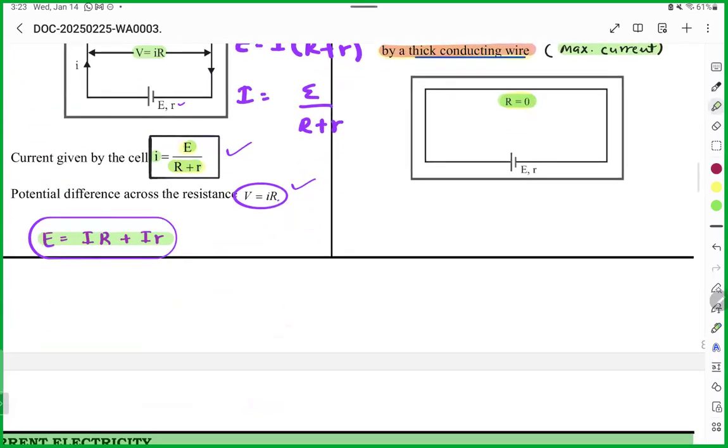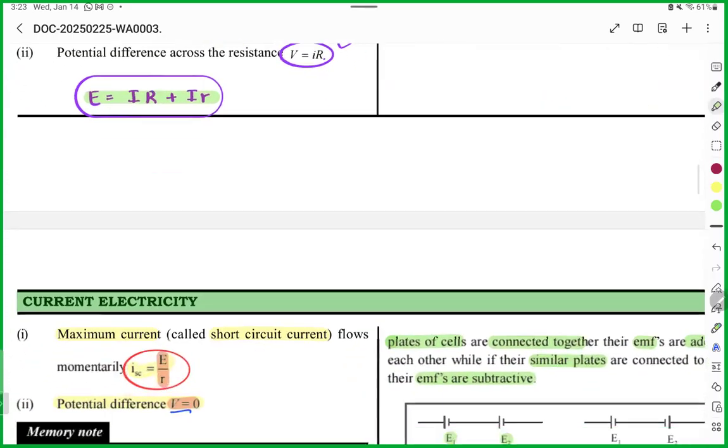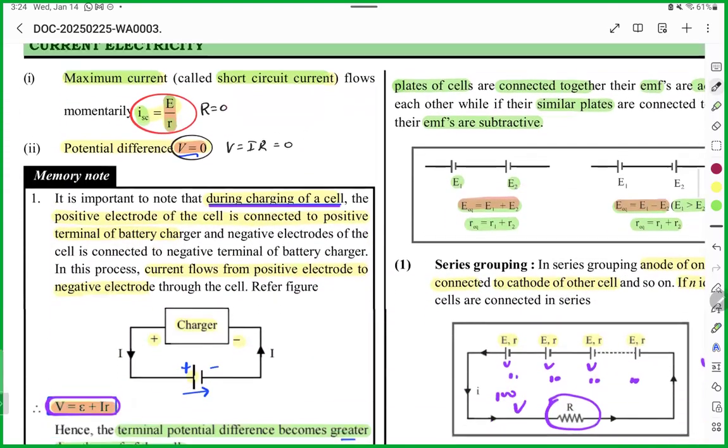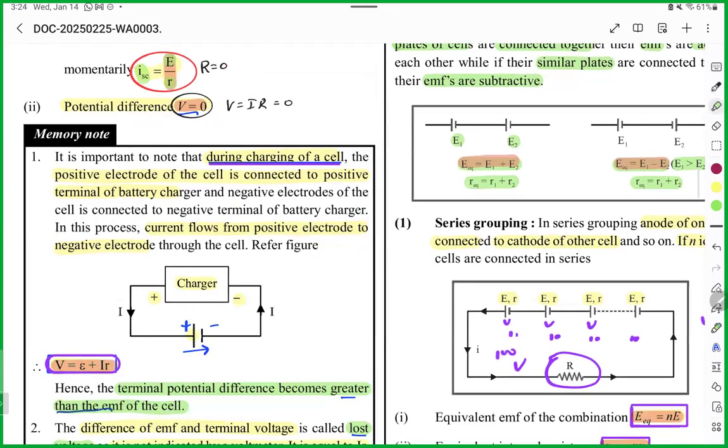When will you have maximum current? When resistance is minimum or zero. So maximum current means short circuit. What will be the short circuit current? EMF by internal resistance only, because in this case your external resistance is zero and potential will be zero. Why? Because you know V is equal to IR. Your R value is zero, so this is also zero. This is the same thing.